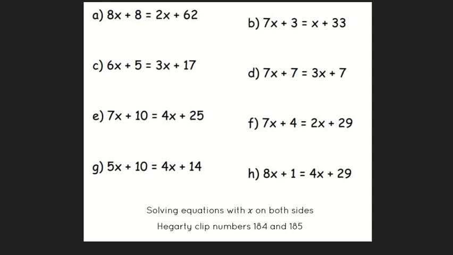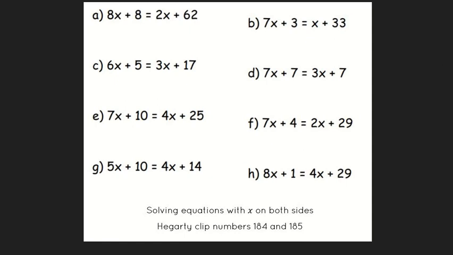In this video, we're going to be taking a look at equations like these. We call these equations with x on both sides because if we look to both sides of the equal sign, there are x's on the left and there are x's on the right. In this case, there are 8 to the left and 2 on the right.